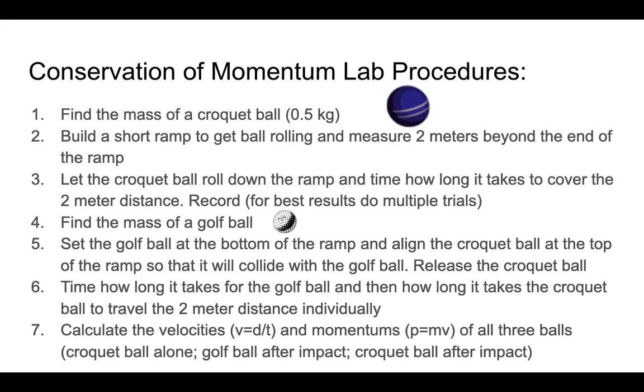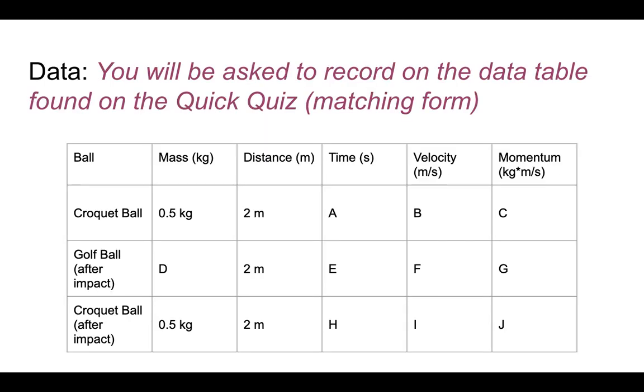We're going to run the croquet ball into that golf ball, and it's going to collide and transfer some of its momentum into the golf ball. We'll time how long it takes the golf ball to travel the 2 meters. We'll also find the mass of the golf ball. Now the croquet ball, once it hits, isn't going to stop. It's going to transfer some of its momentum, but it's going to keep going, so we have to time the croquet ball as well after that collision. What we're looking for is how the momentum of the croquet ball by itself compares to when there's that collision and the two run into each other.